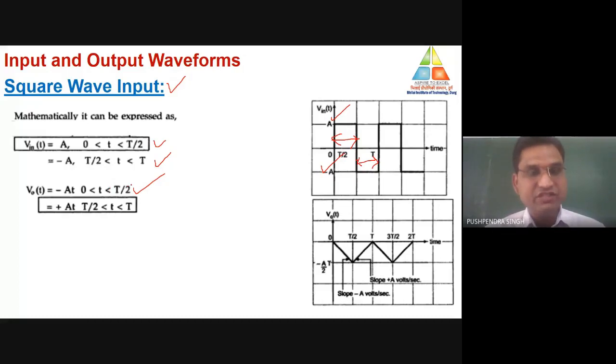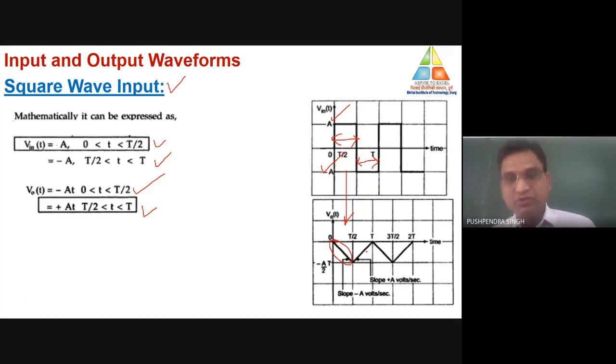Already we have discussed the case of the step signal. The integration of a step is a ramp signal. So minus of A into t, and when the signal is minus A, due to the 180 degree phase shift, the output will be plus At. So in between 0 to T by 2, for a positive signal, the output is negative, so it is moving in the negative direction. Up to how much value? Up to minus A by 2 into T. I told you that now.